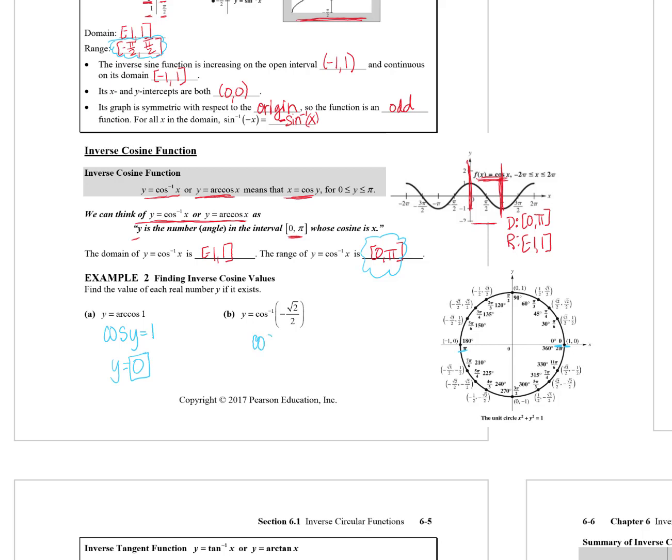Here we have cosine of y is equal to -√2/2. Definition of cosine is x. We want to find a value of x that is -√2/2. So that's here in the second quadrant. And then the angle is 3 pi over 4. So y is equal to 3 pi over 4.